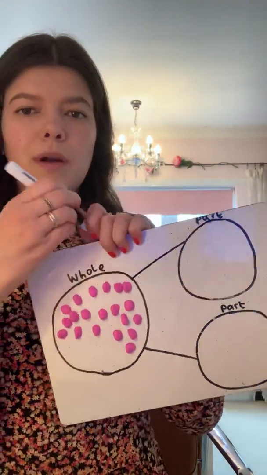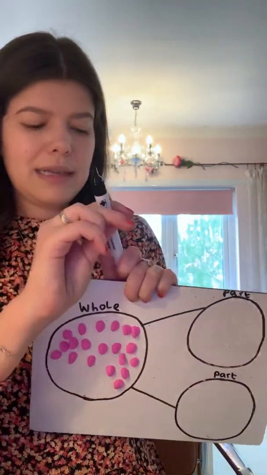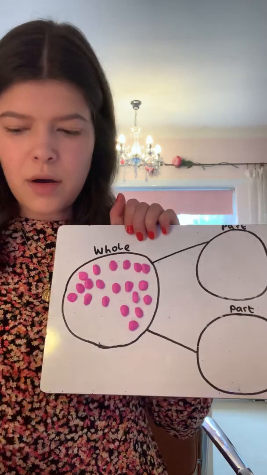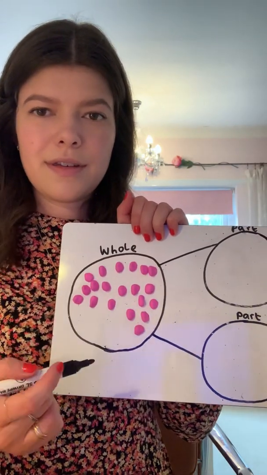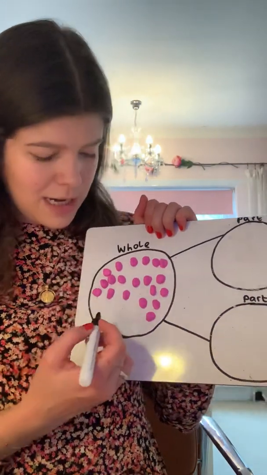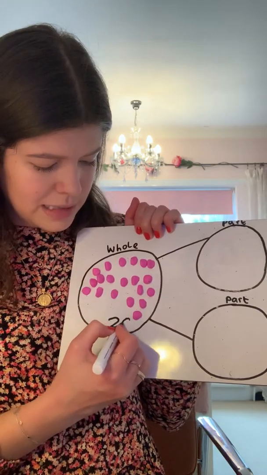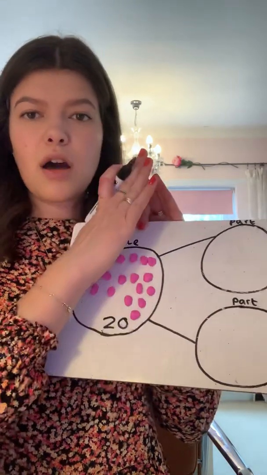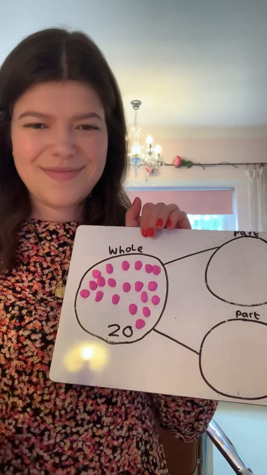When I get to the number I want, I stop. So how many have I got in my whole? What is the whole? How many did I count out? Brilliant, 20. So we can say the whole is 20. The whole is 20. Fantastic.